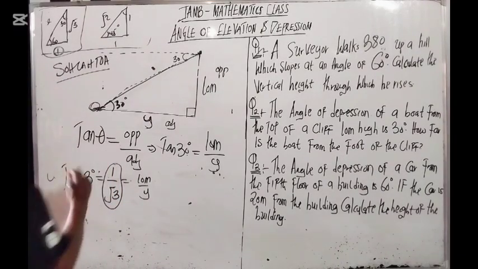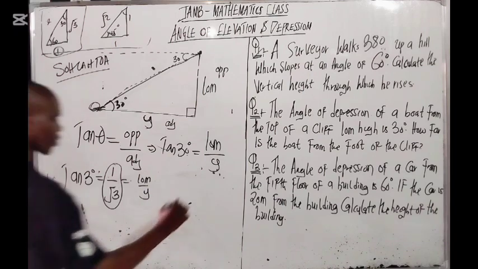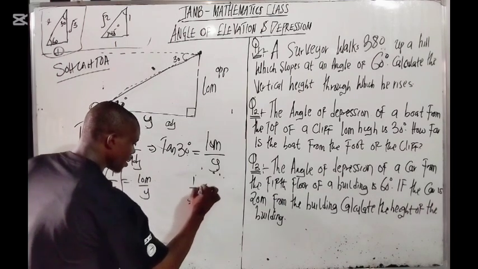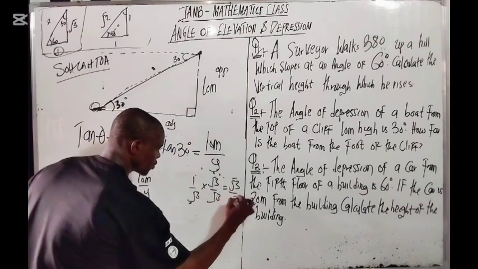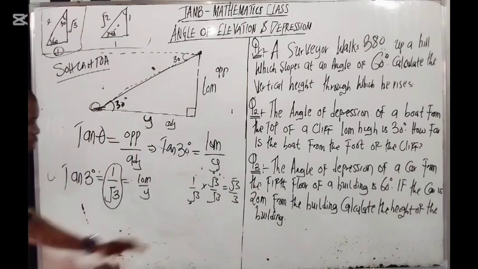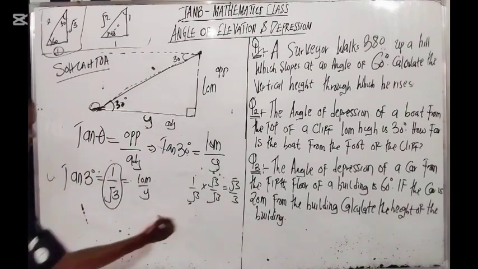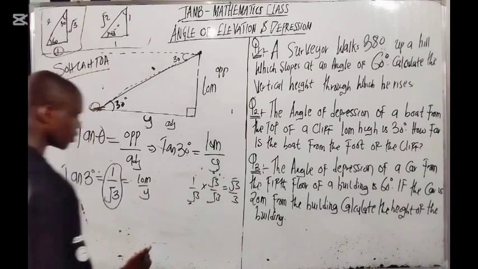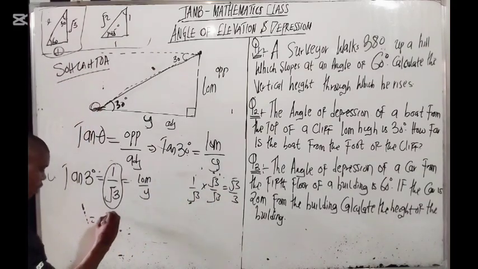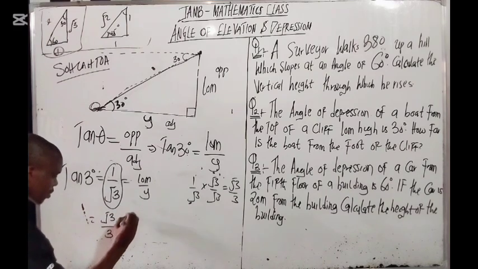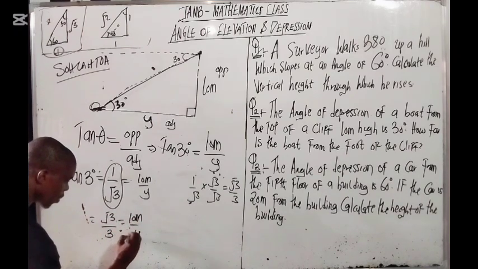Let's rationalize it separately here. 1 over square root of 3 times square root of 3 over square root of 3 equals square root of 3 over 3. So once you rationalize, we have square root of 3 over 3 equals 10 meters over y.